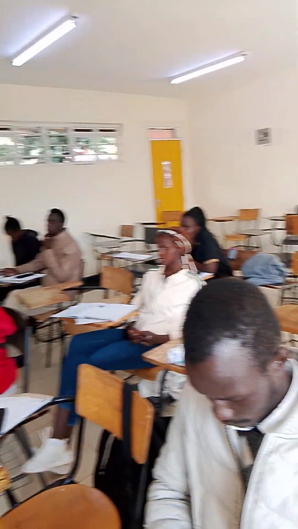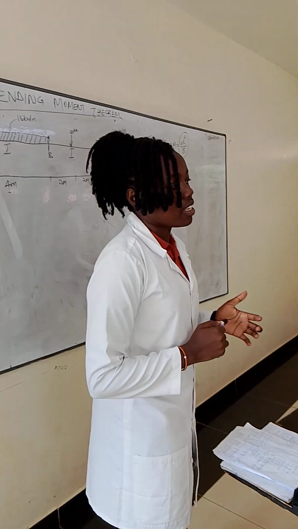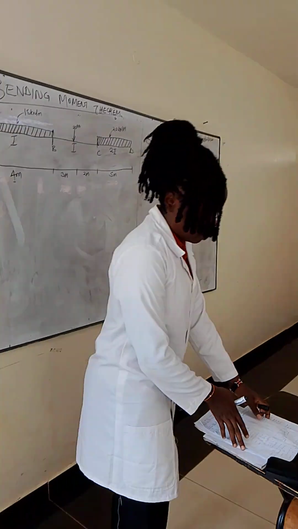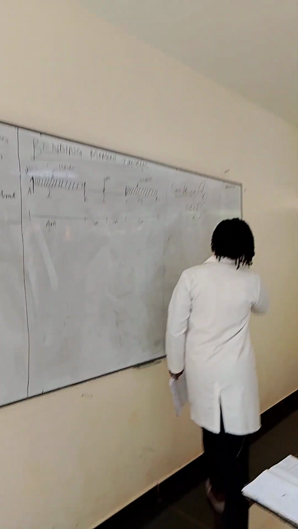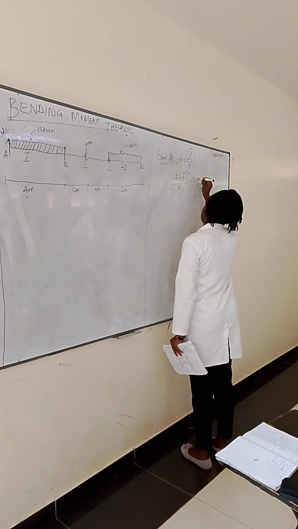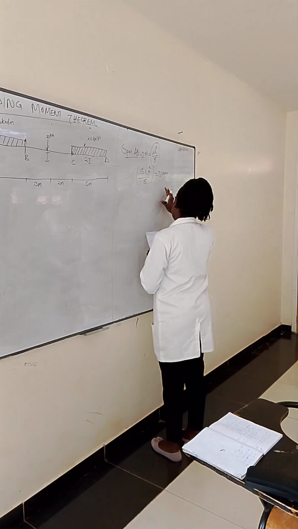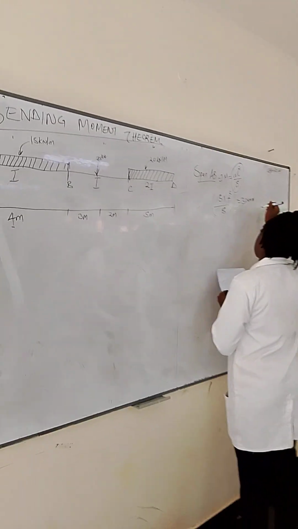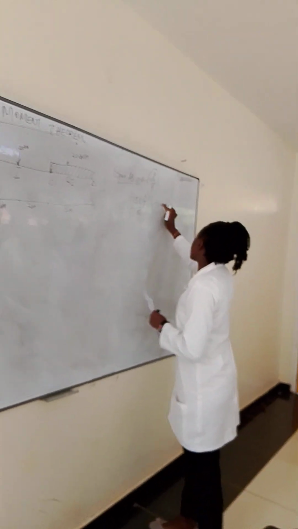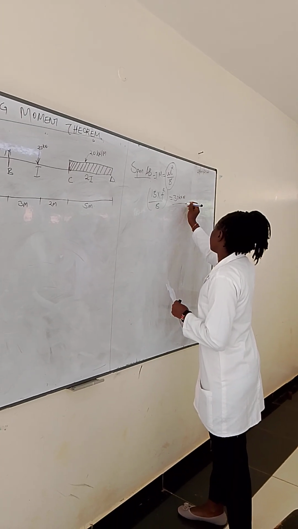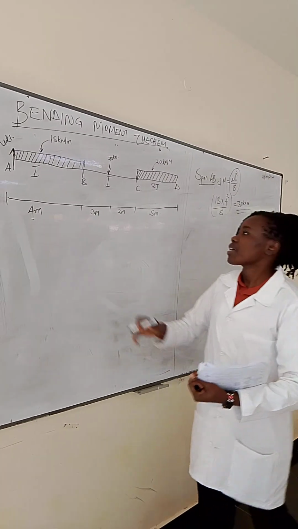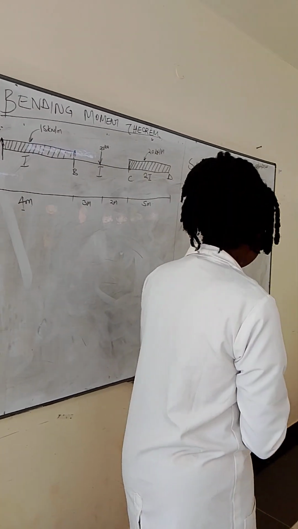Any questions? Are we together? So, calculators, let's keep our calculators busy. So this one, you get 30 kilonewton meters. Okay? Isn't that right? So this was span AB. Next, we go to span BC.